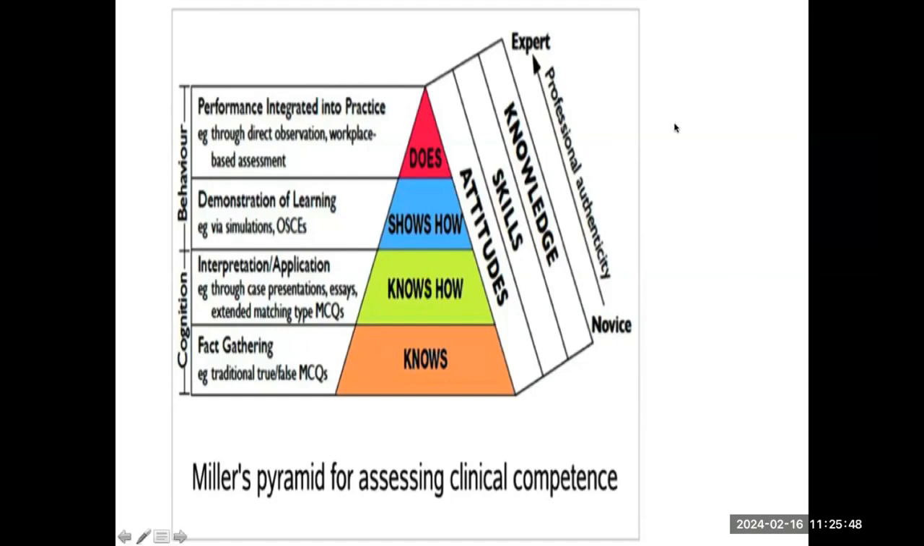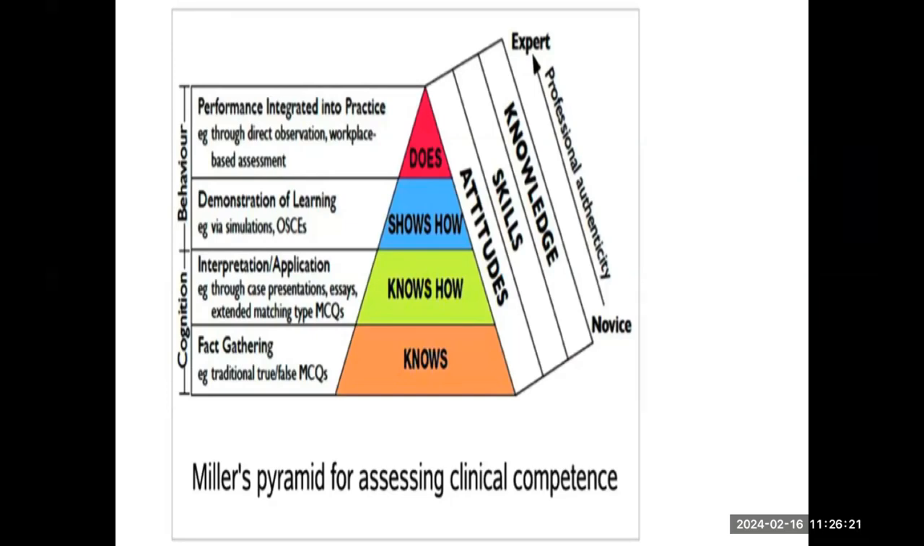Below that is knows how. That is, he knows the theory, but he doesn't exactly know how it is performed. Then at the bottom is the knows. That is the knowledge part. So the student might have just learned it by heart. That is rote learning, by fact gathering, but they don't know exactly what is happening, what the pathophysiology is, how it is being done, or exactly how to do this particular task.